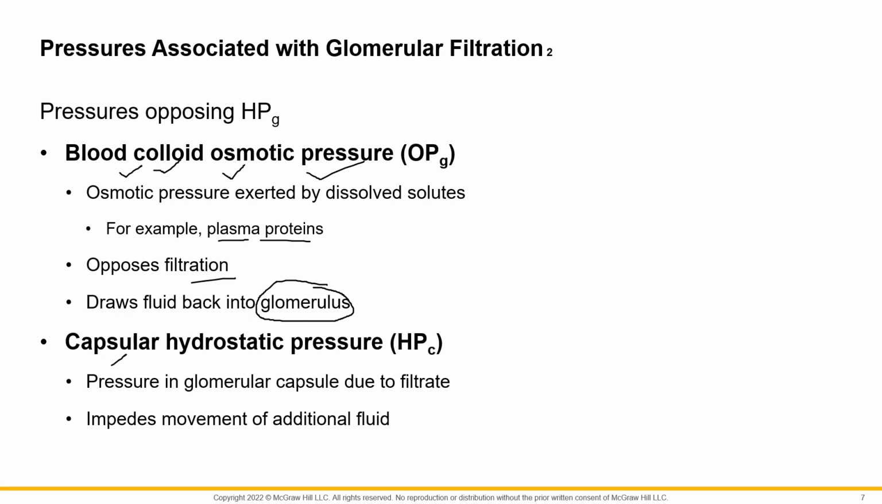The capsular hydrostatic pressure, the CHP or the HPC, is basically the pressure that builds up in the capsule, or the capsular space, as filtrate starts to build up in it.